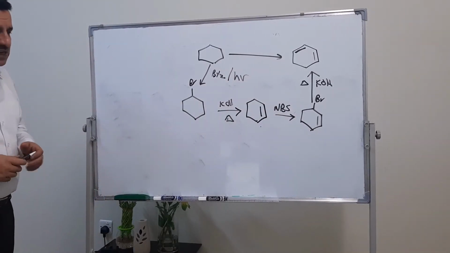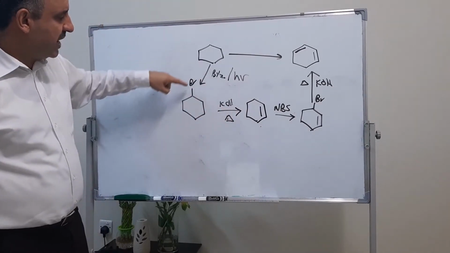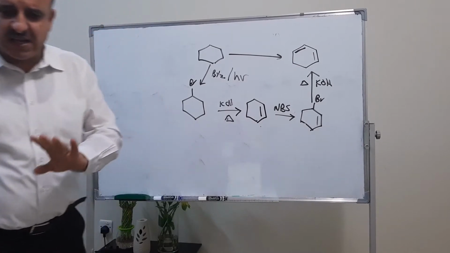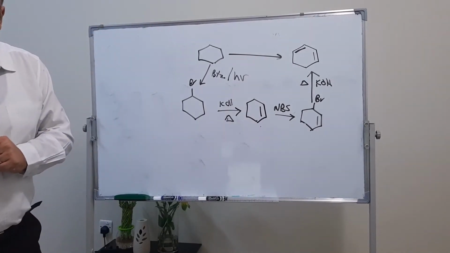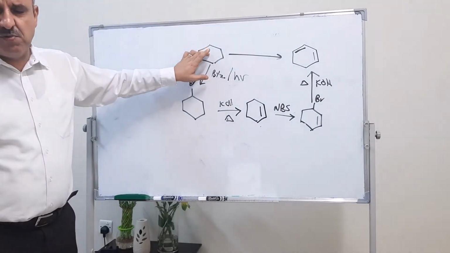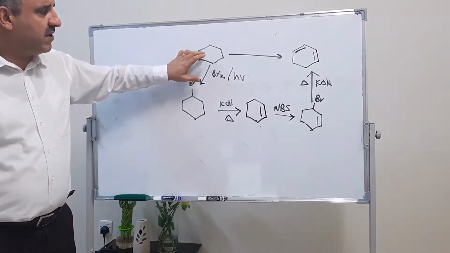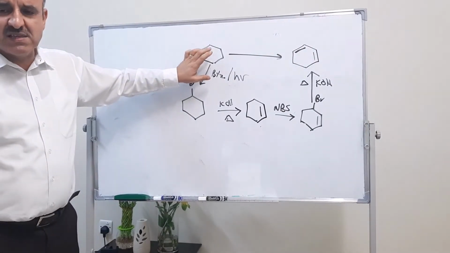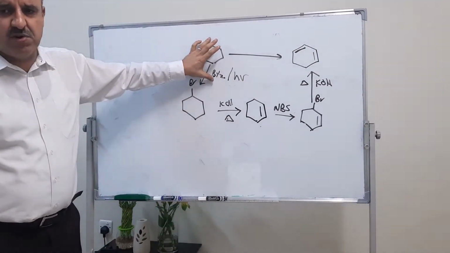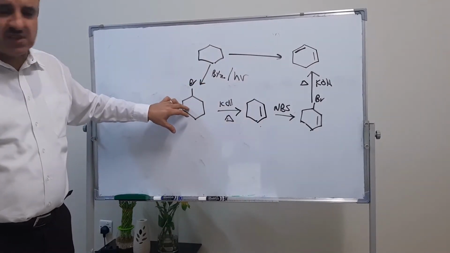So as you can see, this conversion requires how many steps? 1, 2, 3, 4. Four steps until we reach the final product. Again, whenever you want to start from a saturated alkane, the only reaction available for you is just halogenation. So you just do halogenation, so you can introduce the halogen.